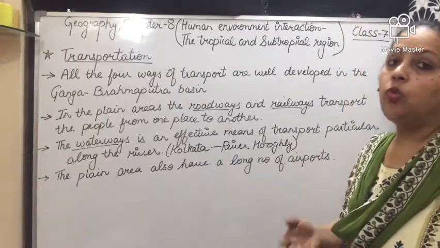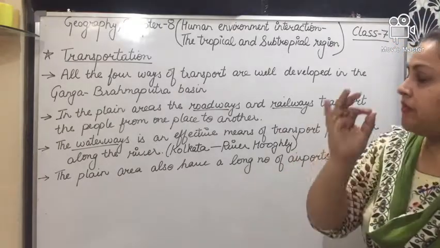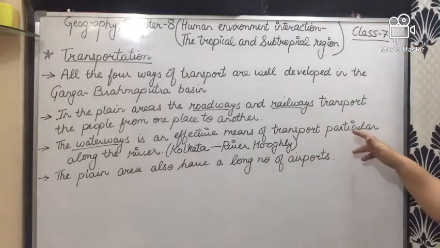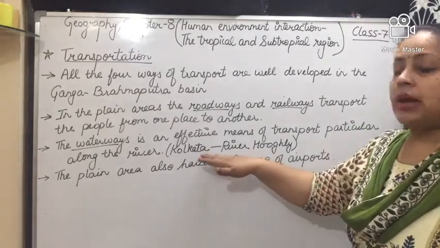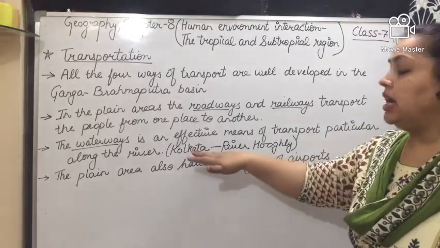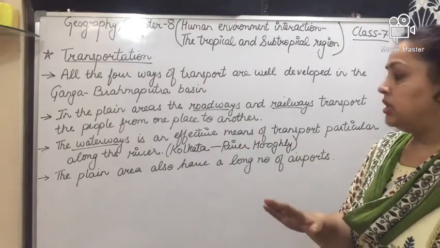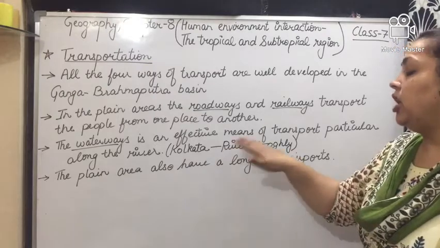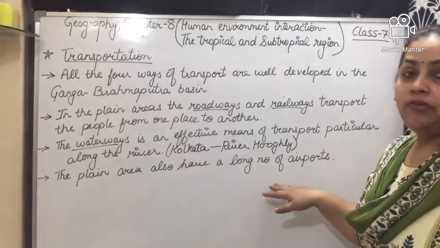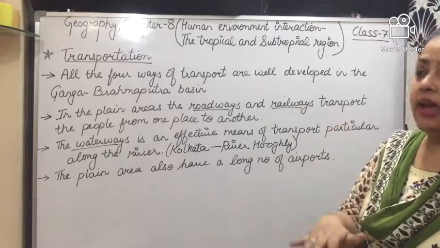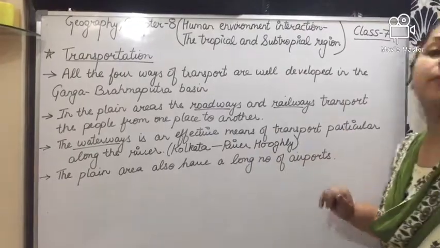If I talk about waterways, the third, waterways are an effective means of transport, particularly along the rivers. One example I have given you is that Kolkata, on the river Hooghly, is a famous and important port. Next, the fourth means of transport: the plain area also has a large number of airports.